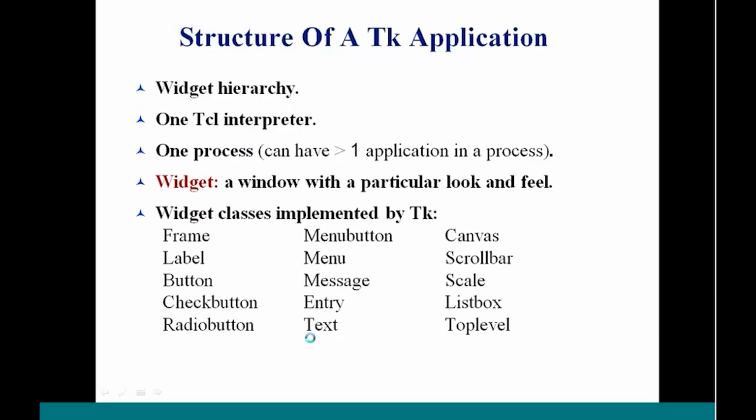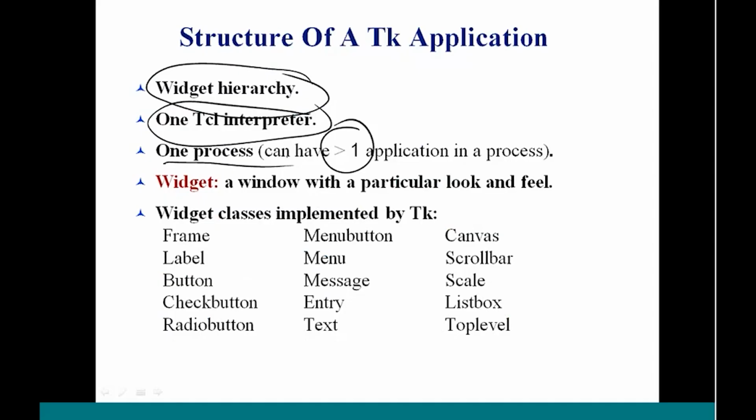So, the structure of the Tk application: we talked about this, basically the widget hierarchy, which I will cover once again. And then there is one Tcl interpreter which interprets all the Tcl code underneath these widgets, and there is just one process. You can have more than one application in that process, but it's only one process per Tk. And then we already talked about the widget. Basically, widget and window are synonyms in most cases.